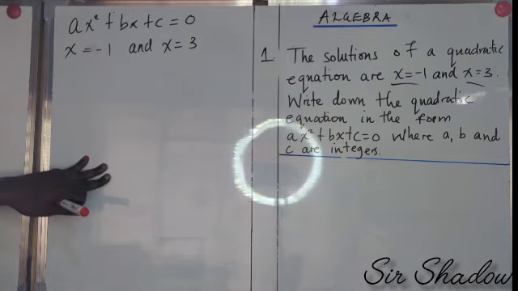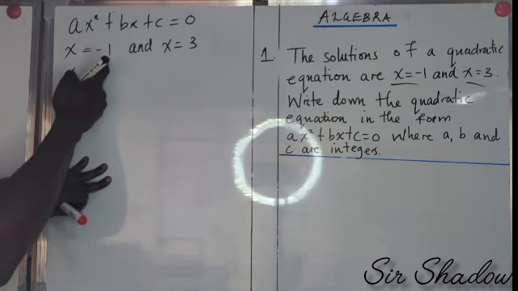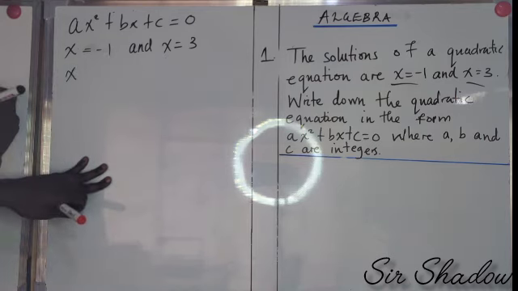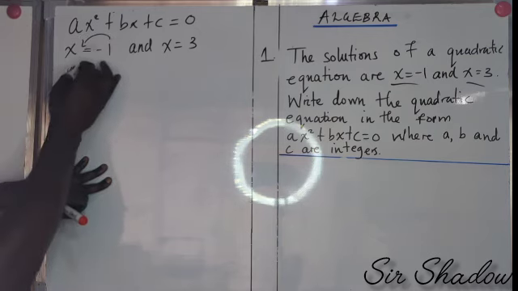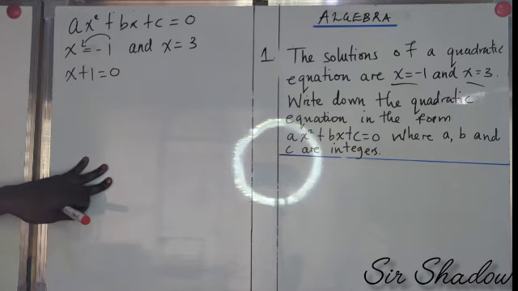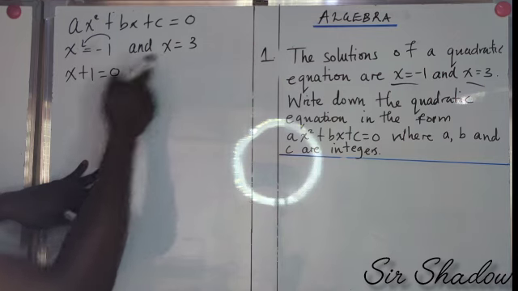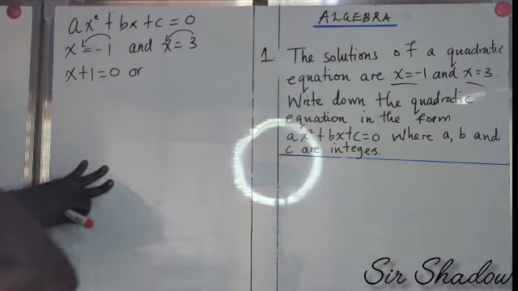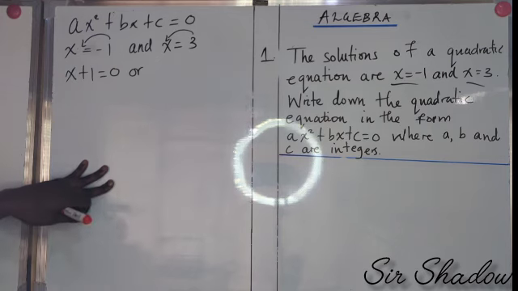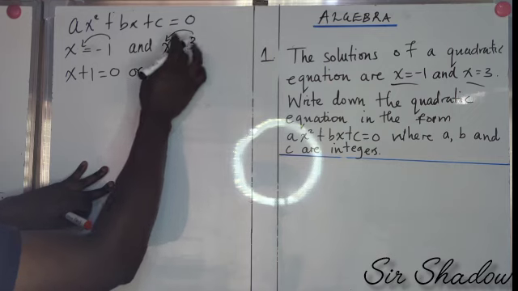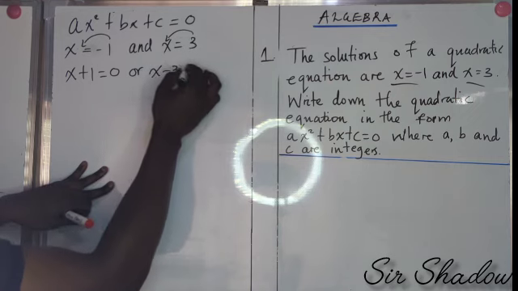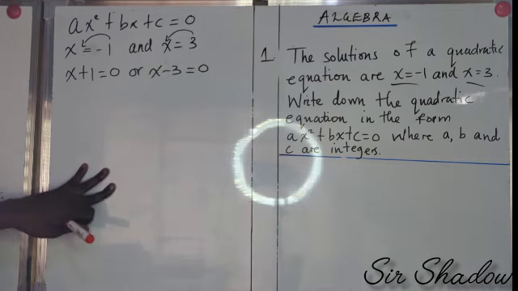I have to write it in this form: x, then take this from the right hand side to the left hand side, then equate to 0. So I take this and jump to this side. This becomes x + 1, then I equate to 0. The same applies on this one: I take it from the right hand side to the left hand side. Once it jumps the equal sign, it becomes negative, so x minus 3 equals 0.